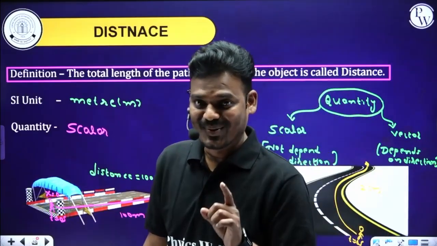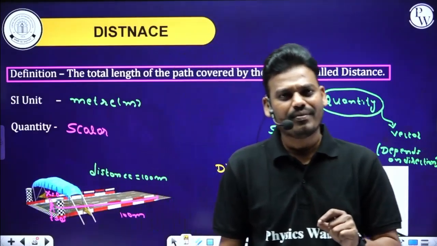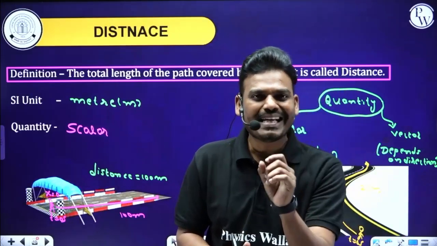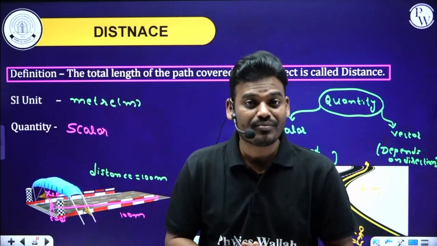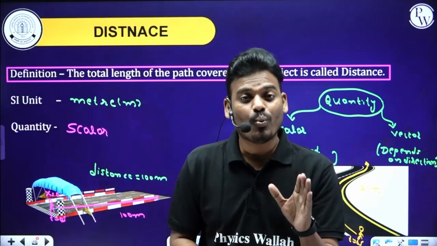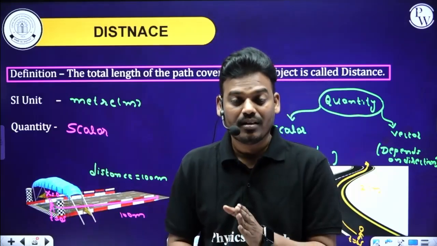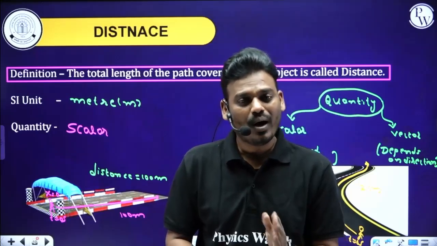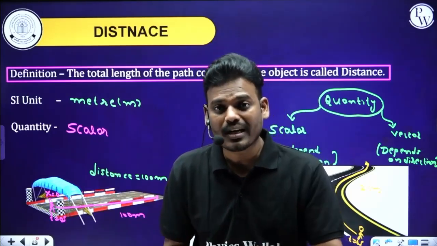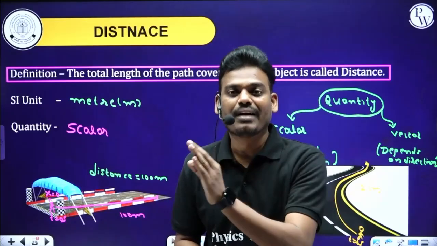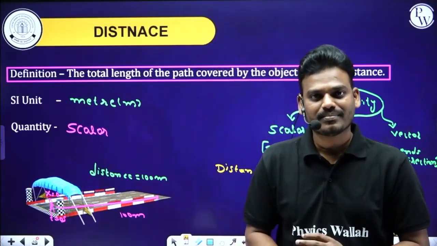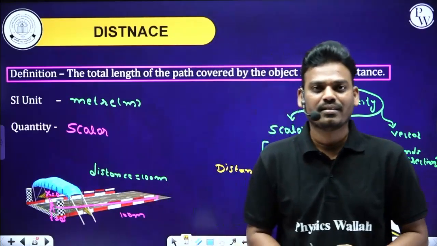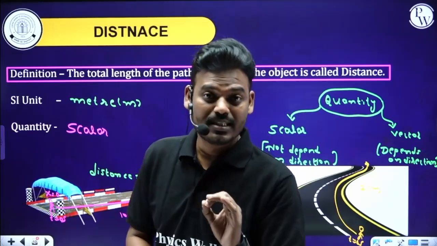You'll be having one question: Sir, what if we consider a direction? What if we only consider the initial and final position of the object? And what if we do not consider the shape of the length traveled, the total length of the path covered by the object? Then we have a new physical quantity, that is the displacement. So let's try to understand what this displacement is.